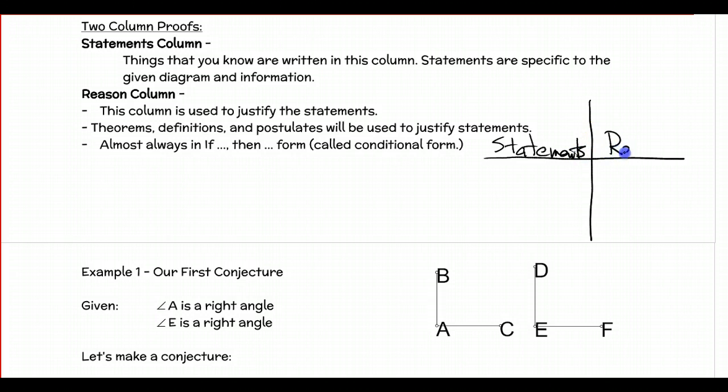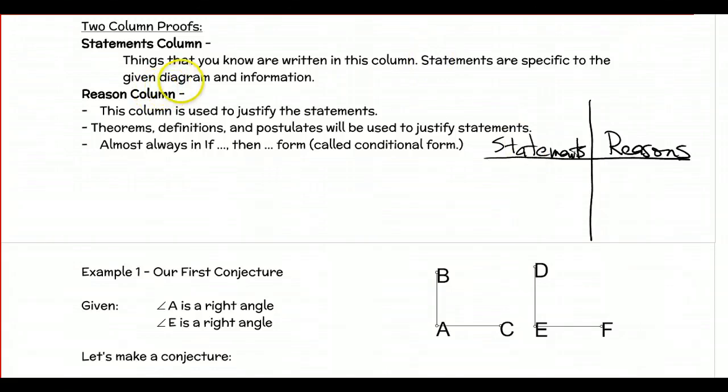And we'll have a reasons column. Okay, in the statements column, these are things you know. These are specific to the given diagram and the information. So these are very specific things that we know or that we can conclude. That's going to go in statements.